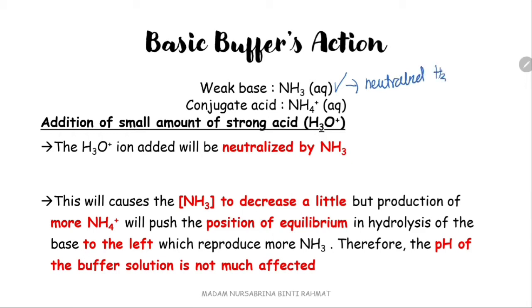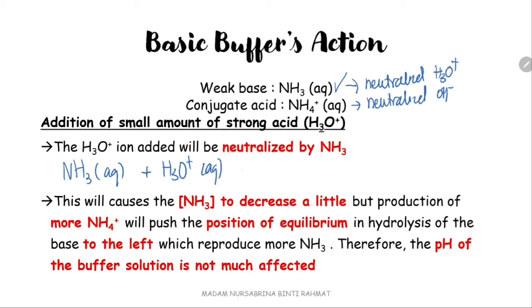So acid contains H3O+, whereas our conjugate acid will neutralize any added base. Base contains OH negative. So when I add a small amount of strong acid, which contains H3O+, it will be neutralized by my base, which is NH3. So let's write down the neutralization equation between our ammonia and the added H3O+.